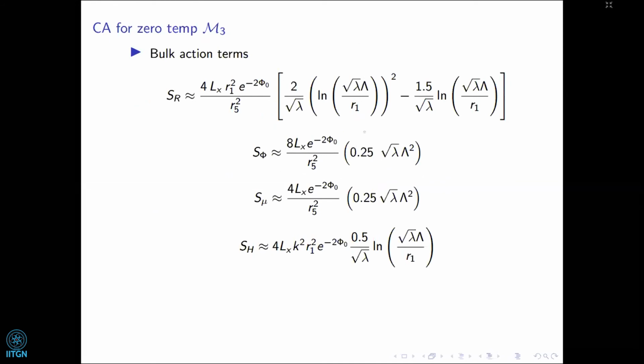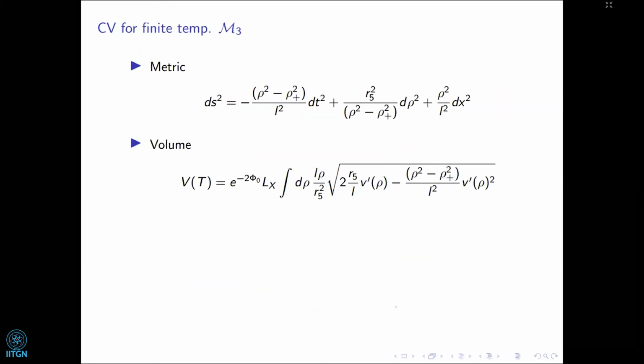term. Then again, here this is the boundary action term. These are the boundary GHY terms. And the one feature which is visible in all of them is that there's a lambda squared dependence, just like in the CV case. And maybe it is the reflection of the field theory being a non-local field theory. And next we do the case for the finite temperature M3.